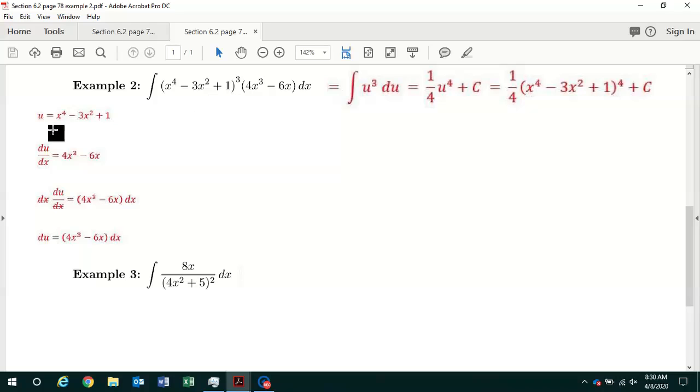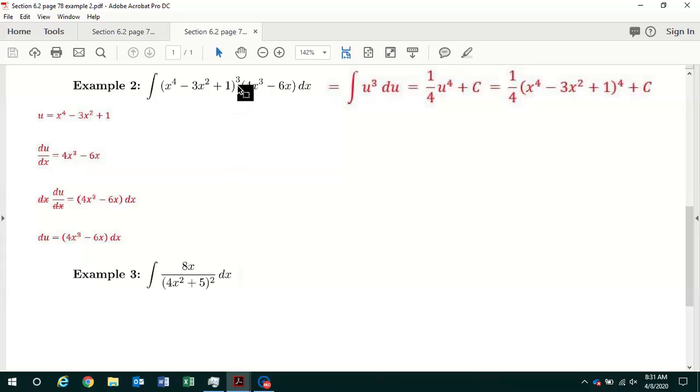And so I do that right here. And so when we differentiate u with respect to x, the derivative of the right-hand side is 4x cubed minus 6x. Now we have to isolate the du on the left-hand side. So we multiply both sides by dx. The dx cancels on the left-hand side, and we're left with du is equal to (4x cubed minus 6x) dx.